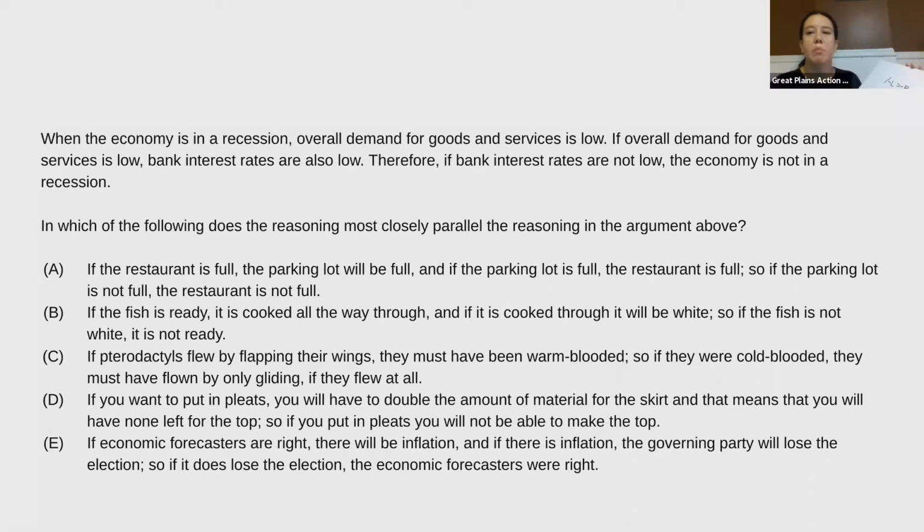All right, and let's see what premises we use to get there. The first is, when the economy is in a recession, overall demand for goods and services is low. So if we're in a recession, then demand is low. All right, next one. If overall demand for goods and services is low, bank interest rates will also be low. So that's low.